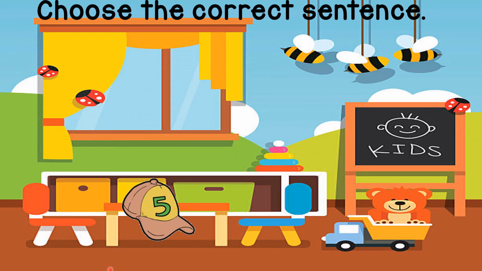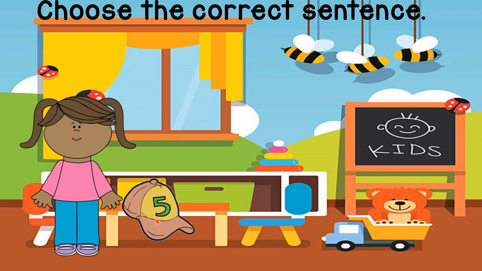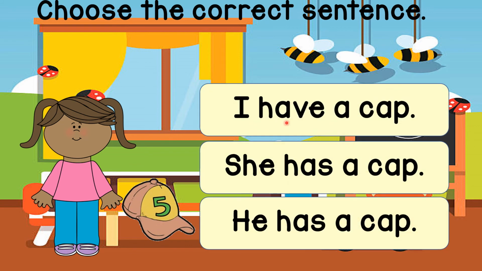Okay, now let's see what can we see here? Yes, it's a cap. But whose cap is it? It's a girl's cap. So choose the correct sentence. I have a cap. She has a cap. Or he has a cap. Which one is the best one? Do you know the answer? Yes. She has a cap.